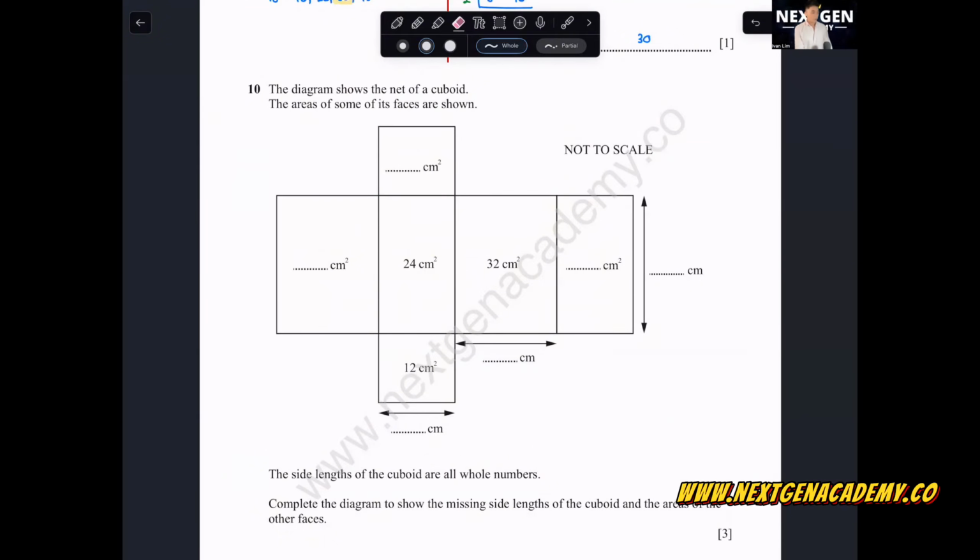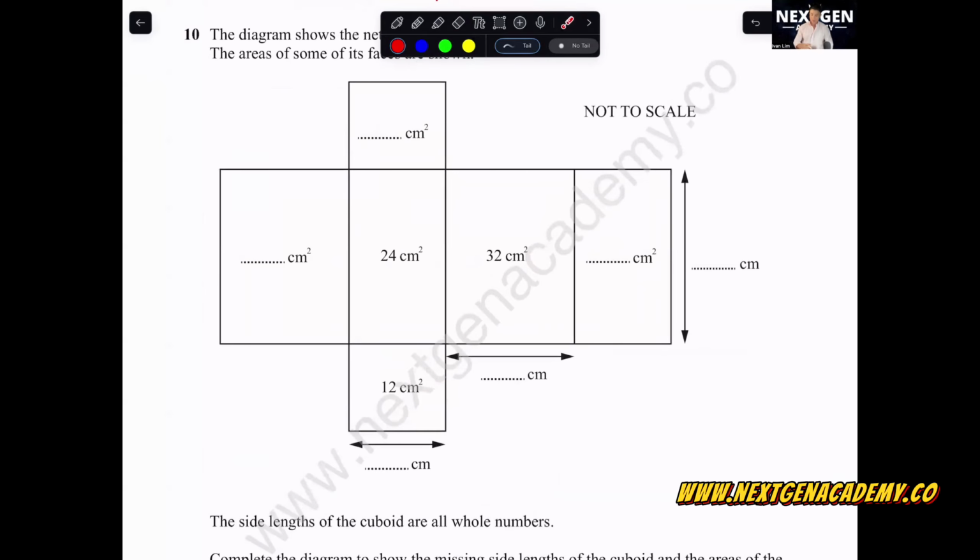A cuboid is a rectangular 3D shape. They gave us 12, 24, 32, and say all the side lengths are whole numbers. What should we start with? I want you to analyze the whole thing. Is there anything we can write? Maybe we can fill up the area first. Ariel says fill up the area. So here 32, here 24.